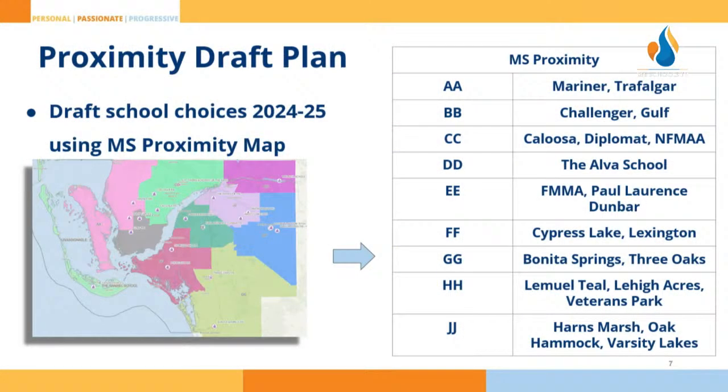This slide details the specific schools included in each of the proximity zones. For instance, assuming the plan is activated, if you reside in middle school proximity zone GG and are entering 6th grade next year, your options would be limited to Bonita Springs and Three Oaks Middle Schools, with the district providing transportation solely to these 2 schools for GG families.